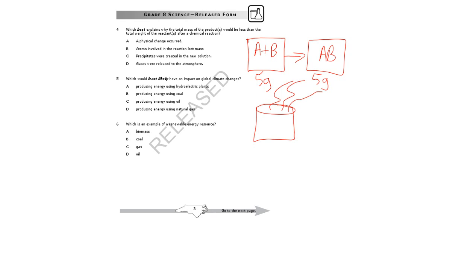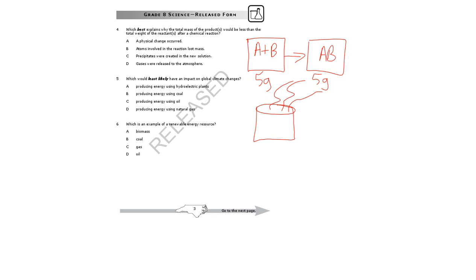Law of conservation of mass states that the mass has to be the same. Okay? So what's a possible reason that you might have less mass after the chemical reaction than before?